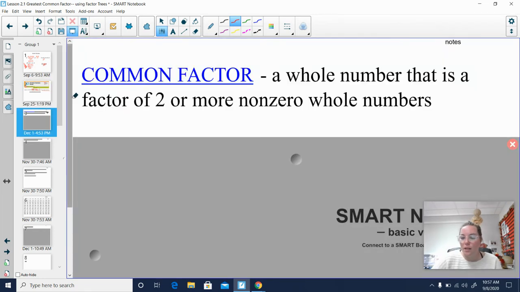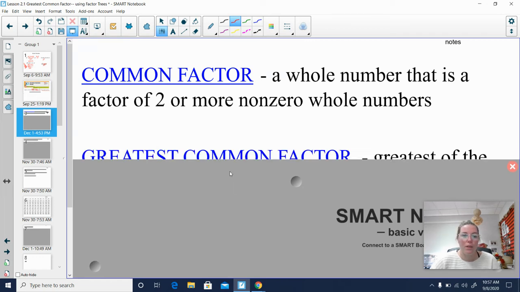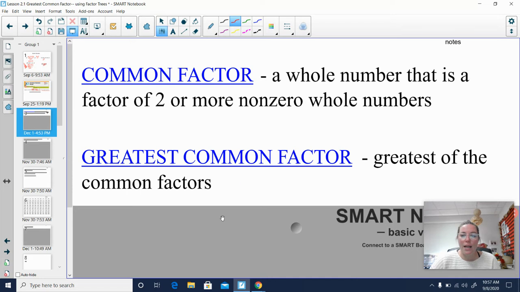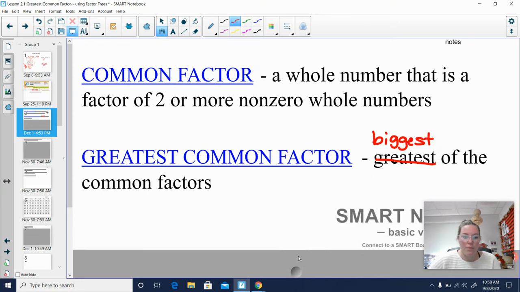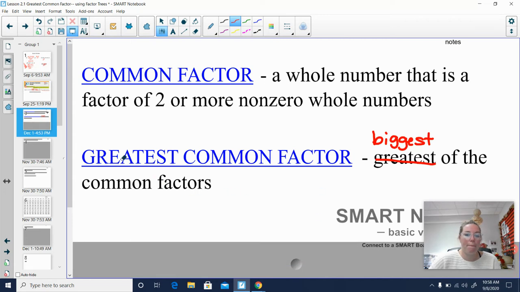First, I want you to write these down in your notes, okay? A common factor is a whole number that is a factor of two or more non-zero whole numbers. We'll talk about what that means as well. The greatest common factor is the greatest of all the common factors. Again, this word doesn't mean that we're just going to pick our favorite. It means that we're going to pick the biggest of the common factors. Go ahead and pause as you need to take notes.